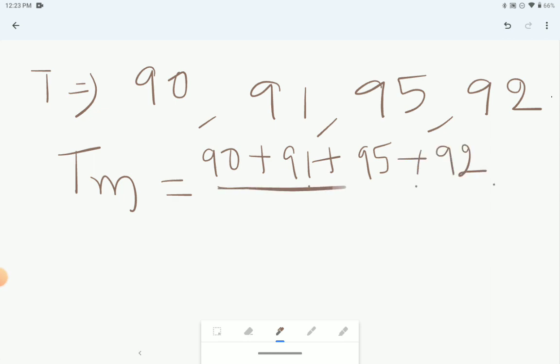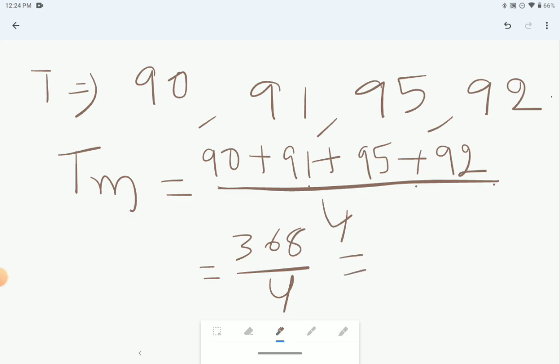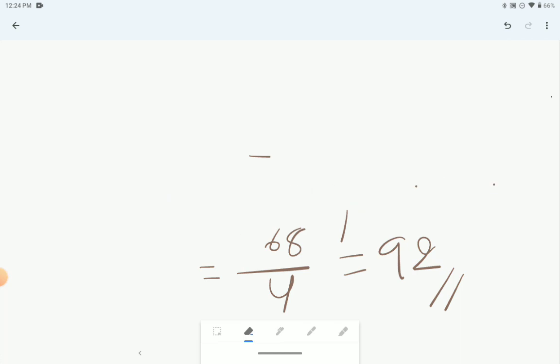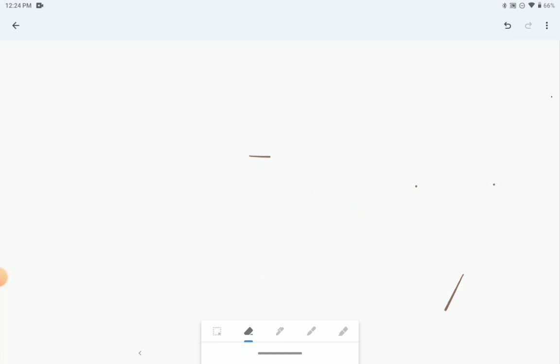Which results in 360 plus 5 plus 2 plus 7 plus 1, that is 368 by 4. 368 by 4 results in 92, right? This is the true value or mean value. So now we should find the absolute errors. We found the mean value as 92, right?